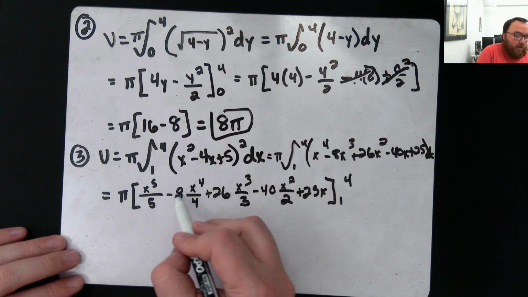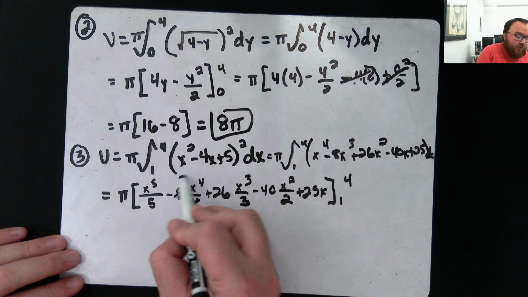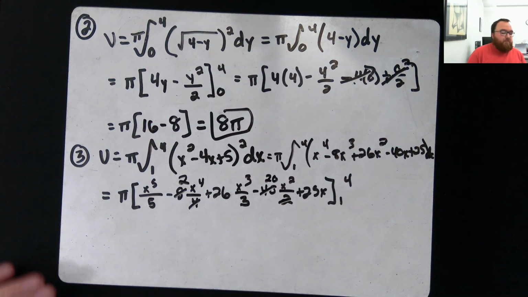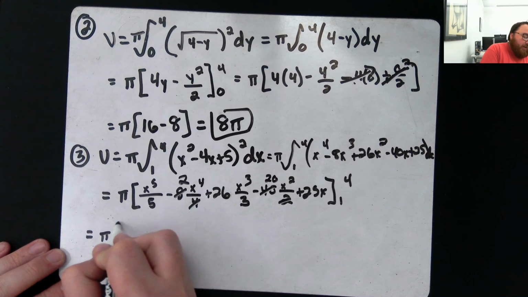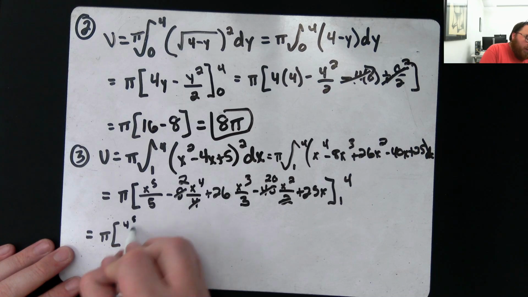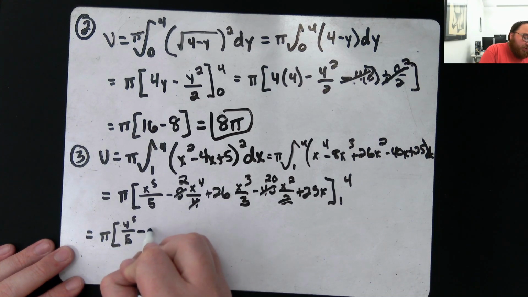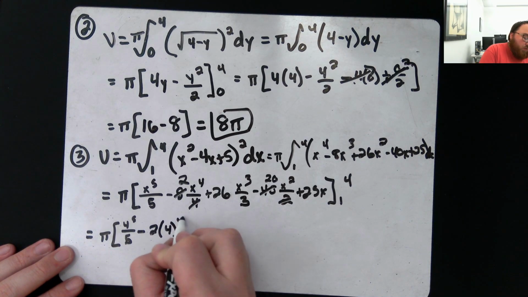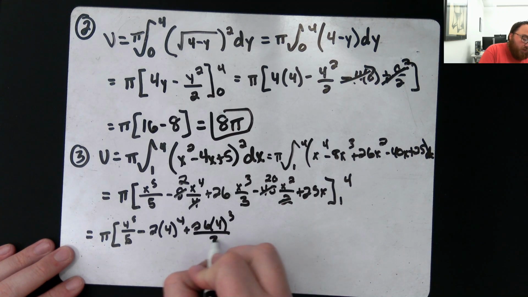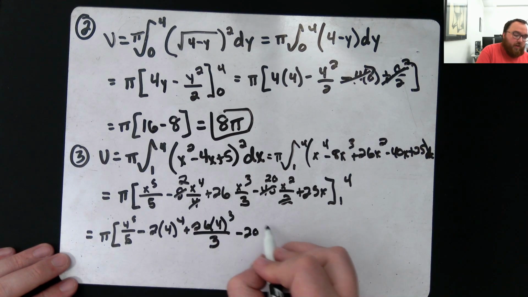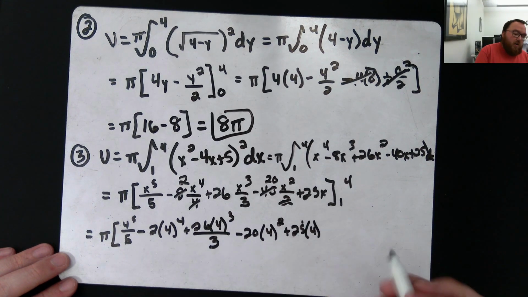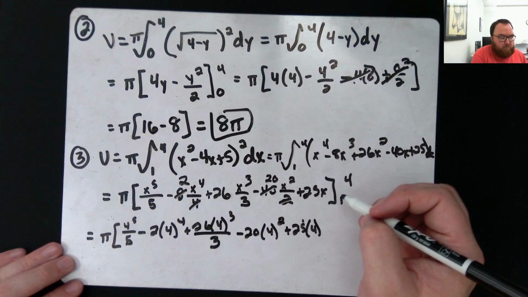What's really nice here, 8 over 4 can simplify because that's just 2. 40 over 2 can simplify to just be 20. That's helpful. So that's going to be pi times, plug in our top bound first, which is 4. So 4 to the fifth over 5 minus 2 times 4 to the fourth plus 26 times 4 cubed over 3 minus 20 times 4 squared plus 25 times 4, and then minus, plug in a 1.